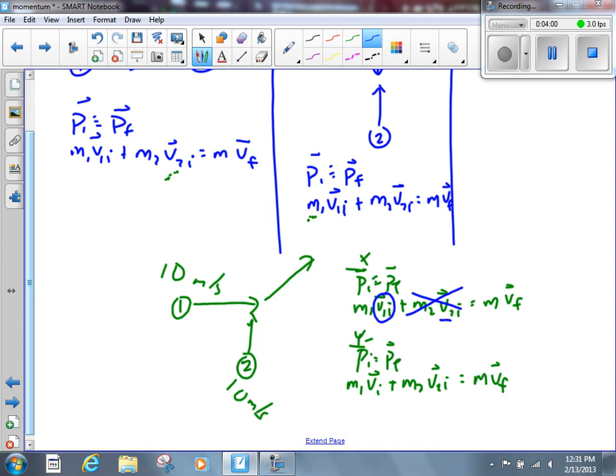Let's go to the y component. What's V1I for the y component? V1I is not 10. V1I is 0, because object number 1 is only moving on the x-axis, not on the y-axis. What's V2I? 10 meters per second, because it's moving on the y-axis. Does that make sense?